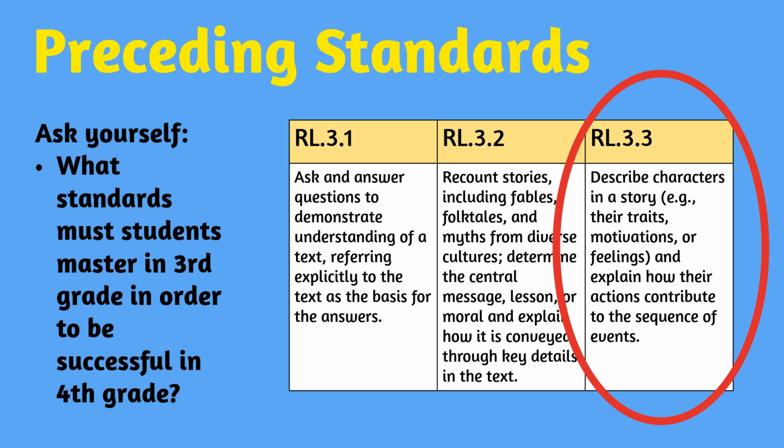Now, as great educators, we always need to think what knowledge do students need from the previous grade level to achieve mastery in this grade level? In this case, we are looking at third grade standards. Here, in order to identify a fourth grade character's perspective, students need to be able to identify traits and motivation in third grade, which is RL 3.3.